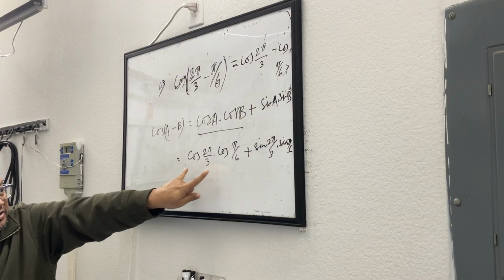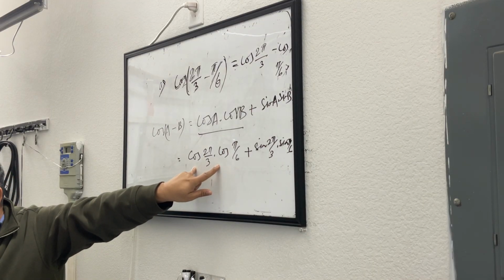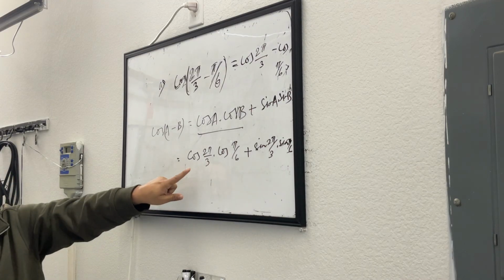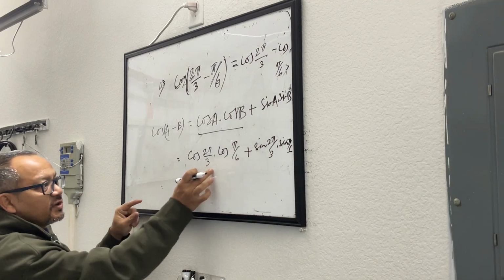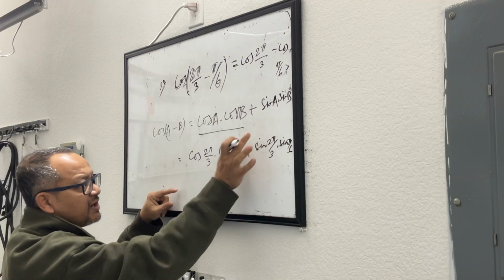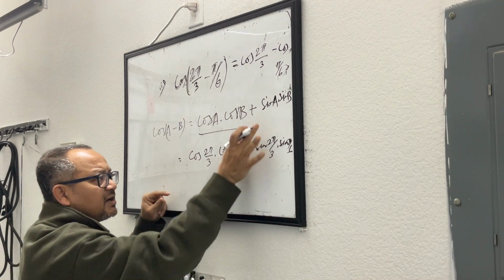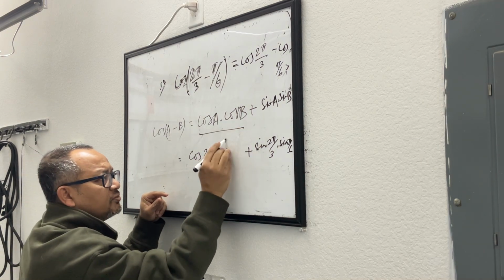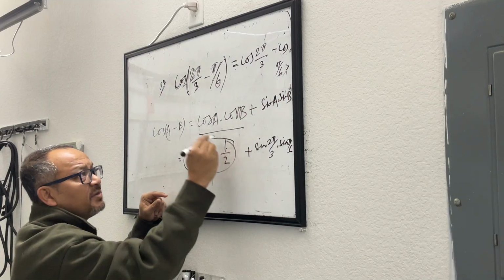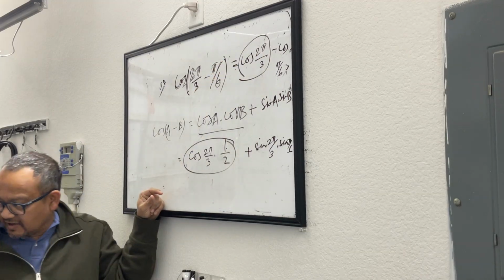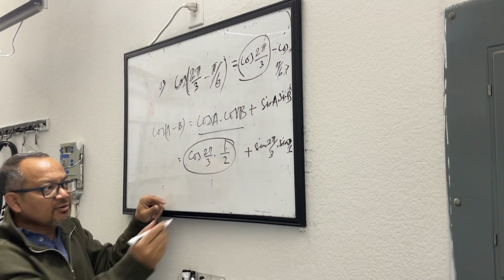So here we have not only 2 pi over 3, we have cos of pi over 6 also, which equals, since pi over 6 is 30 degrees, 1 by 2. So the first term itself is not right. Correct? Now we look at this one.